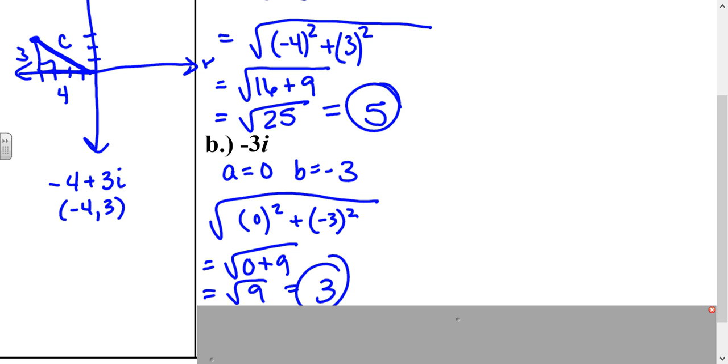So make sure that you go back and read the essential question and write your summary.